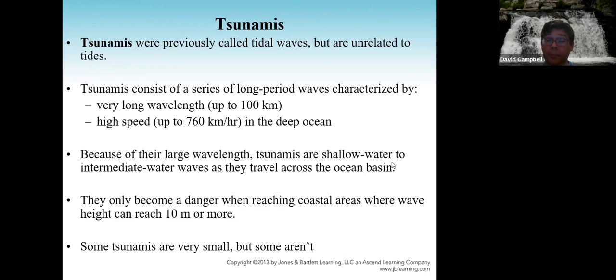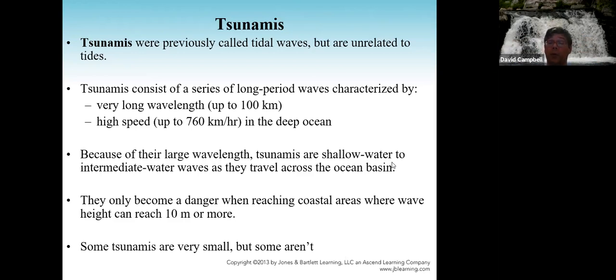Long wavelength, shallow to intermediate waves, even in the deep ocean. Again, it's relative to our wavelength. Now, out in the deep ocean, great big long waves, but there's plenty of room to spread out, and so the wave height is quite small. If you were out on a boat, you wouldn't notice it because of all the other smaller waves on top of it.